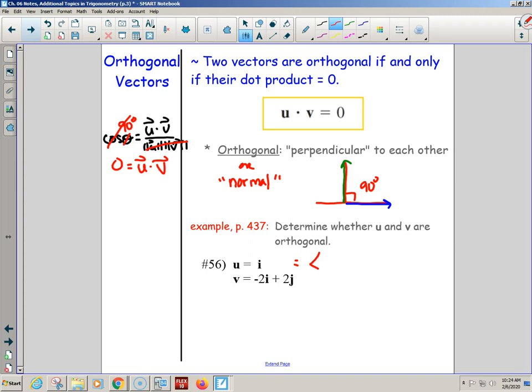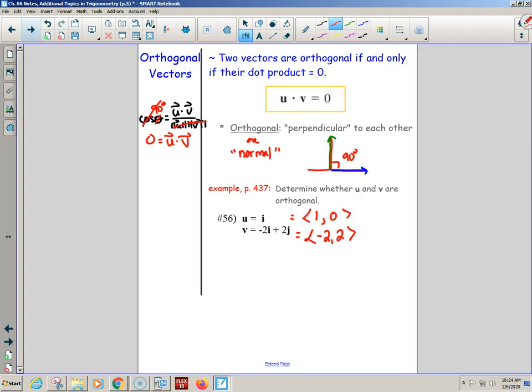All right, so what are the components for u if it's just i? 1 and 0 because there's no j. How about this guy? -2 and 2. And I'm trying to see if they're orthogonal. It's as easy as a dot product, and I need to interpret what the dot product means. What's 1 times -2 plus 0 times 2? Not 0. So what is it not? It's not orthogonal.